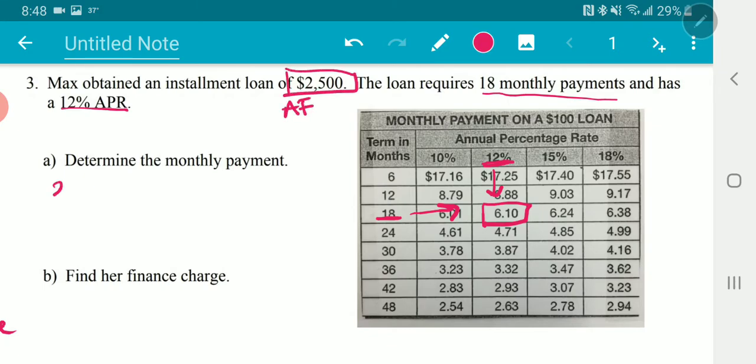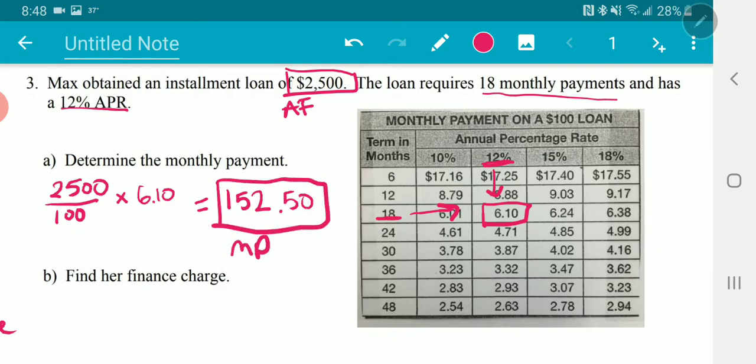I'm going to take that 2,500, put it over 100 like my equation says for monthly payment, and then multiply it by that 6.10, which is my table value. Let me grab my calculator here. If I have 2,500 divided by 100 times 6.1, my monthly payment is going to equal $152.50.